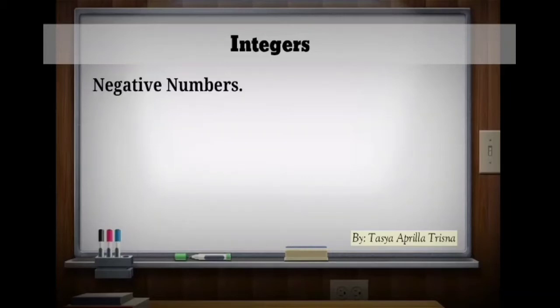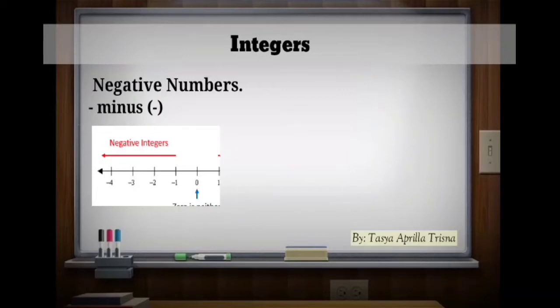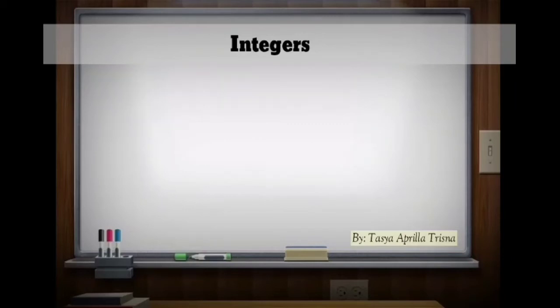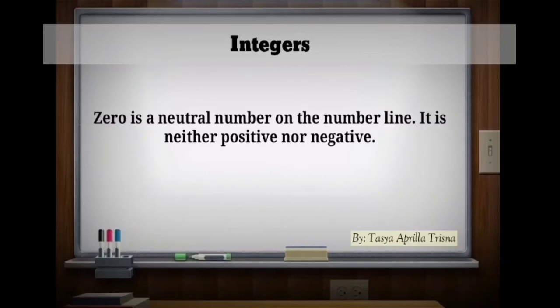Negative numbers are symbolized with a dash or minus sign in front of the numerical value. These numbers are represented on the number line to the left of the origin. Examples of negative numbers are minus 100, minus 10, minus 5, minus 2, minus 1. 0 is a neutral number on the number line. It is neither positive nor negative.